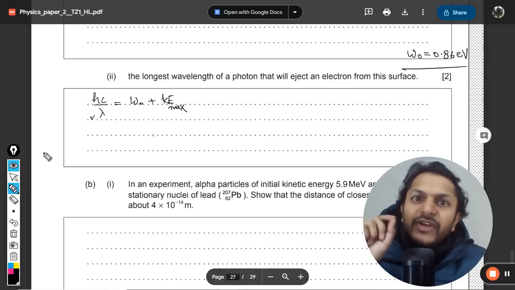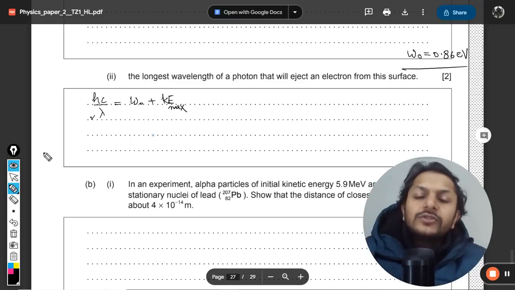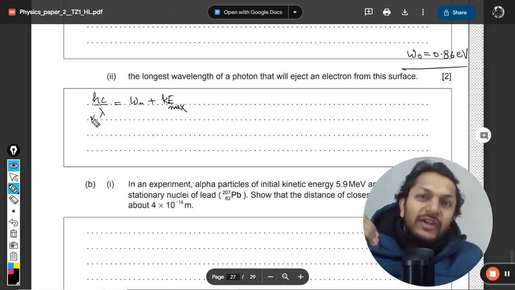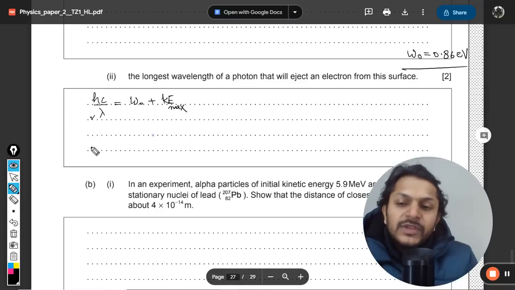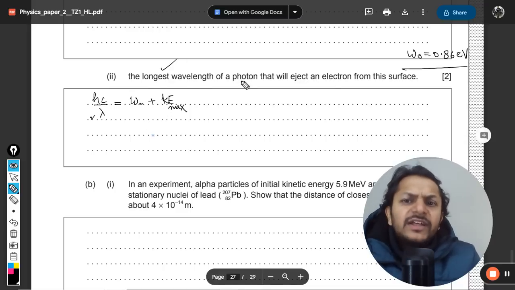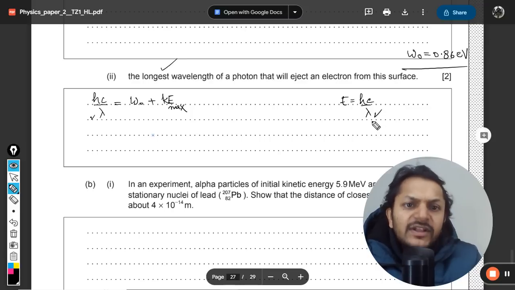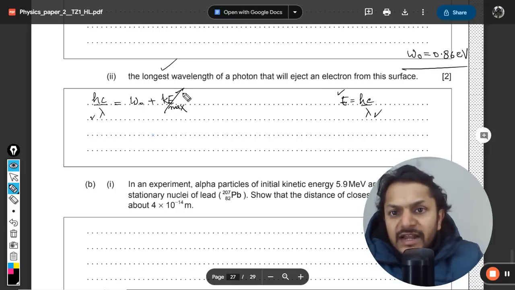So there is a minimum frequency which is known as the threshold frequency or threshold wavelength. Lower than that frequency, or from the wavelength point of view, you cannot have more wavelength. So this is the maximum value of the wavelength that you can choose if you want to get an electron out. The longest wavelength means lesser energy, so minimum energy to get an electron out of the metal surface. That can happen if we take the kinetic energy to be zero.